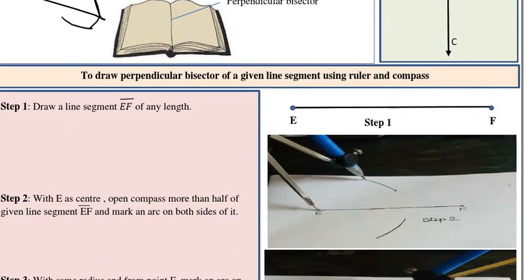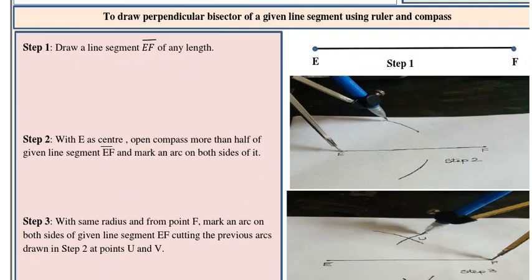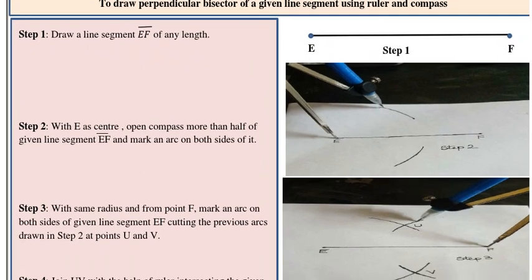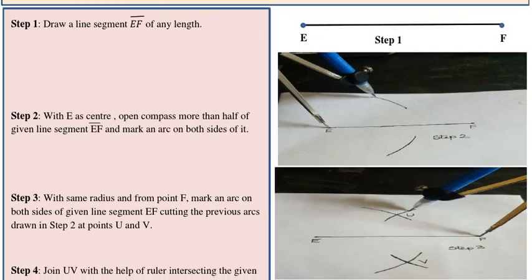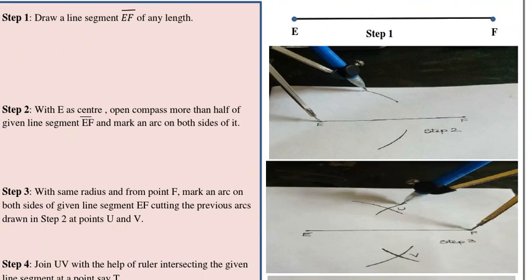Now we will see how to draw the perpendicular bisector of a given line segment using a ruler and compass. So the first step is what? Draw a line segment EF of any length. So first you will draw this line segment. You can see in this picture also that we have drawn the line segment over here.